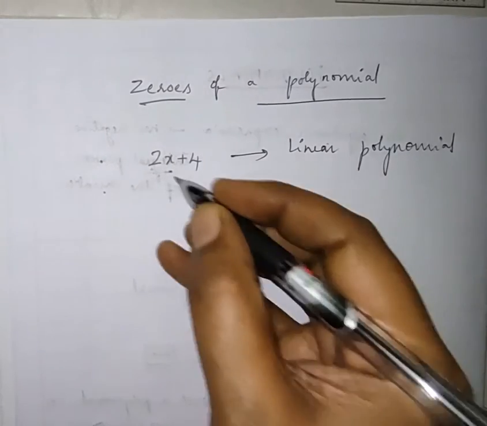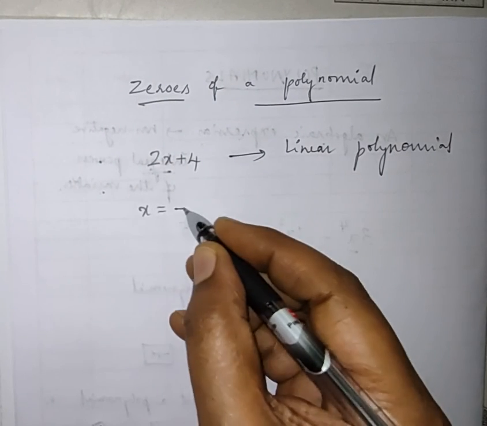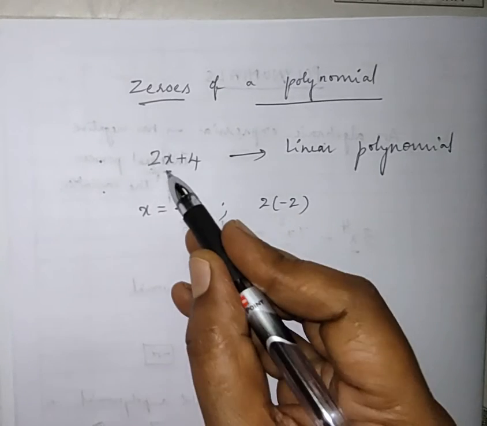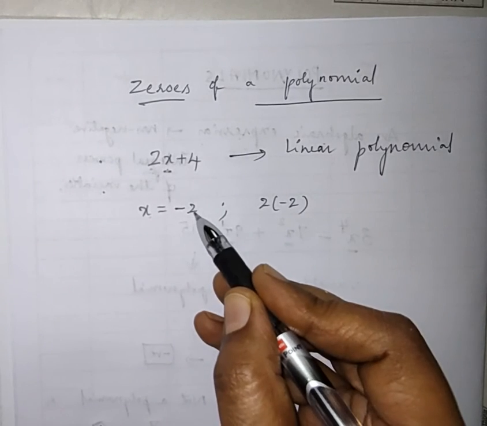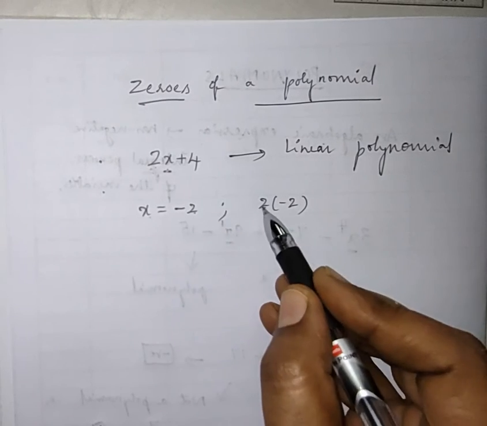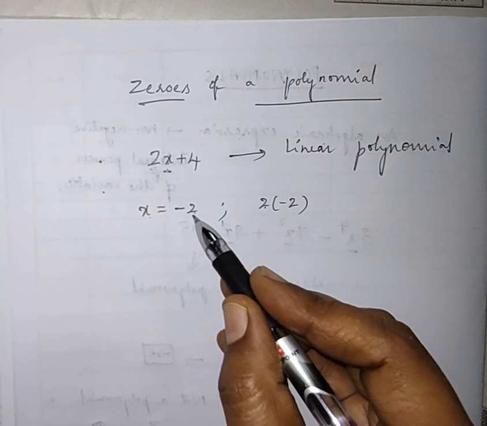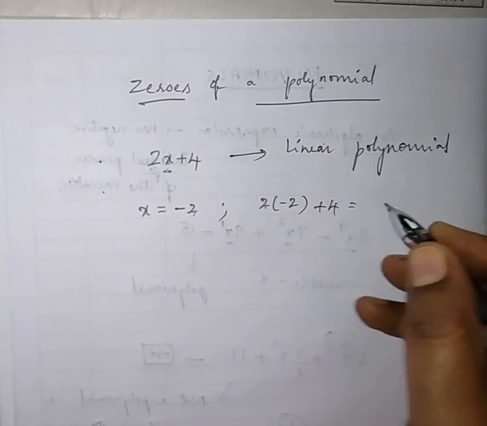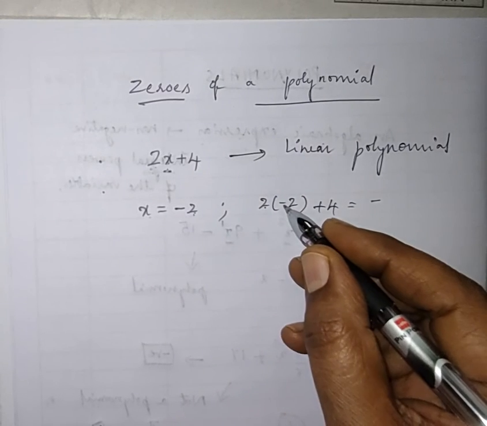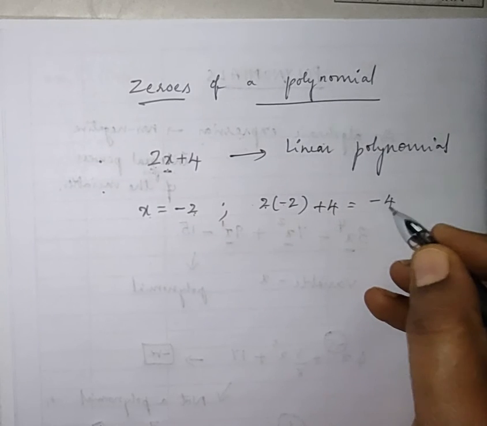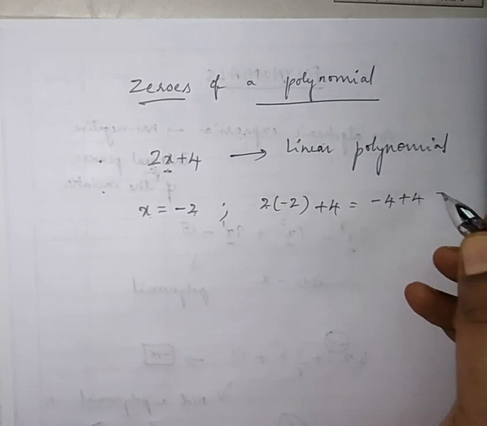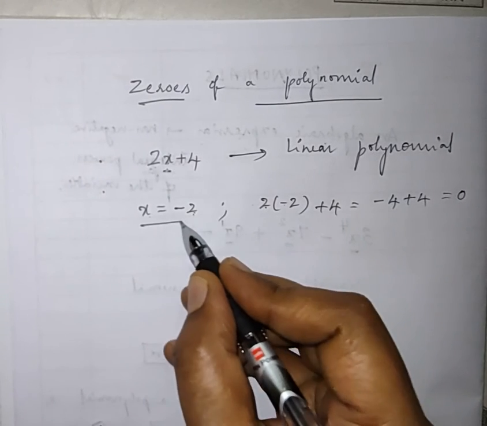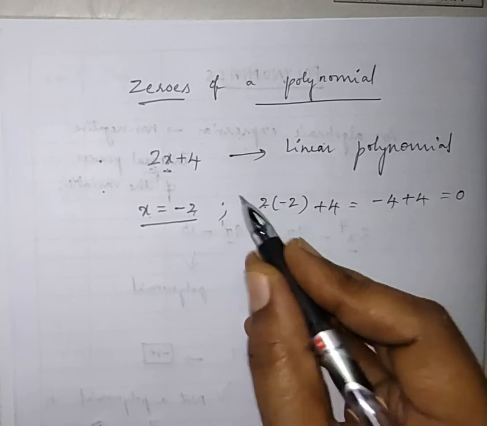So in this linear polynomial, 2x plus 4, if x is equal to -2, let's see what happens. That means in the place of x, I need to substitute this -2 here. So we write 2 into -2 plus 4. Two twos are 4, so -4 plus 4, which is equal to 0.